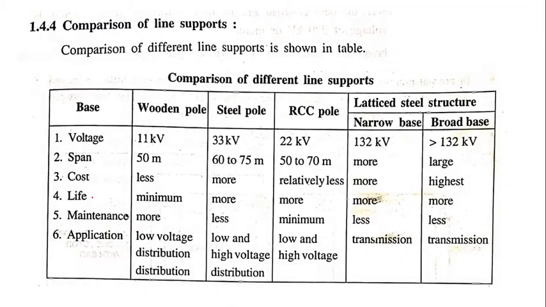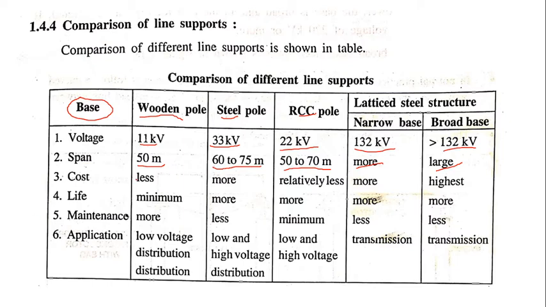Okay, now we have the comparison of the line supports, and this is the base where whatever parameter we are going to compare: wooden pole, steel pole, RCC, and lattice, that is narrow base and broad base. So the voltage level given is 11 kV for wooden, 33 kV for steel, and 22 kV for RCC. Now for the narrow base it is up to 132 kV, and for the broad base it is more than 132 kV. Span is 50 meters for wooden, 60 to 75 for steel, and 50 to 70 for RCC, and span is large in broad base.